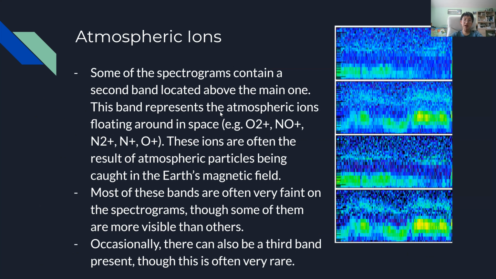This band represents the atmospheric ions themselves, which are floating around in space, as mentioned before. These ions, or majority of these ions, are often the result of atmospheric particles being caught in Earth's magnetic field, and most of these bands are often very faint visually on spectrogram, though some of them are more profound than others. So as you can see here, this band, most bands actually, that we were able to observe are significantly thinner because the concentration of the sun particles from the main band is significantly larger than those of the atmospheric ions in the second band above.